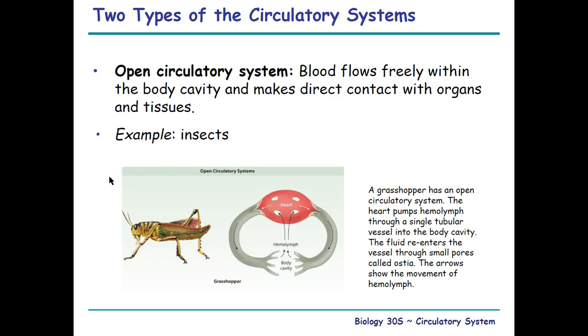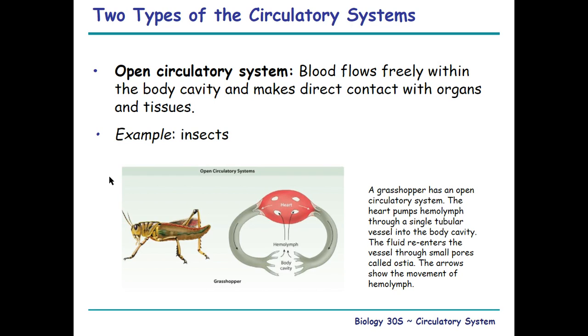There are two types of circulation. The first I'm going to talk about is the open circulatory system. In this one, blood flows freely within the body cavity and makes direct contact with organs and tissues. The example I give to you here is that of a grasshopper.